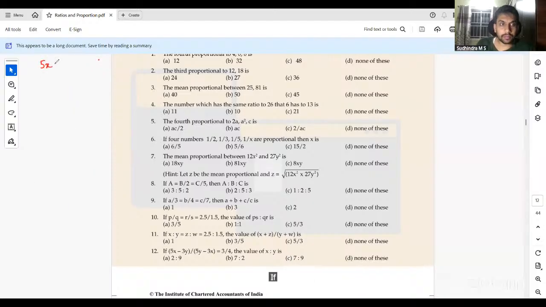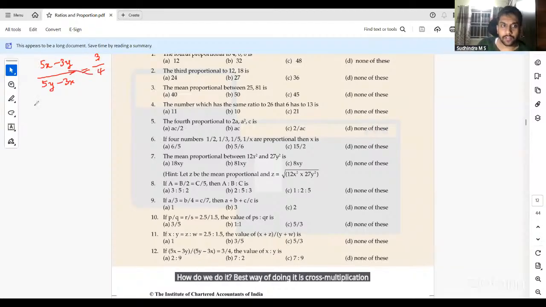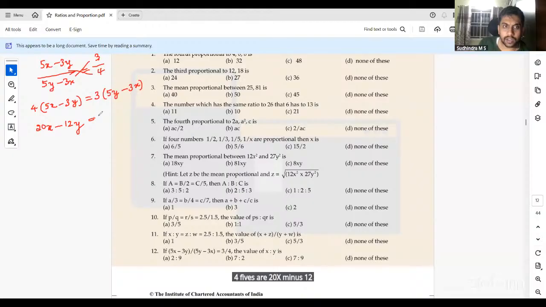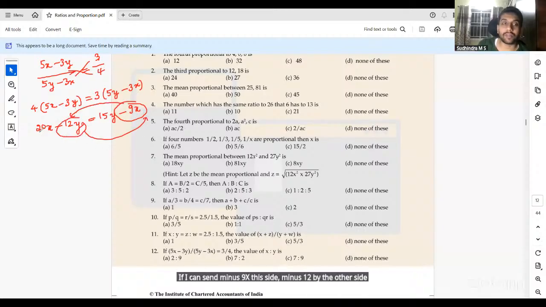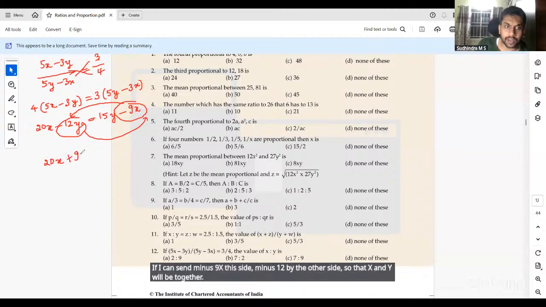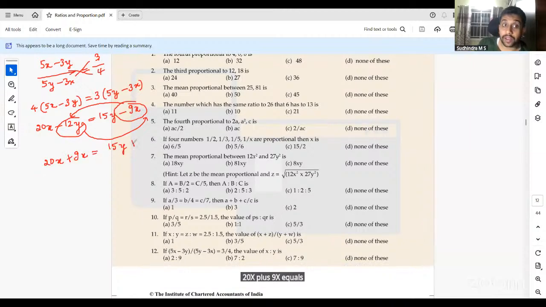If (5x minus 3y) divided by (5y minus 3x) is equal to 3 by 4, find the value of x is to y. How do we do it? Best way of doing it is cross multiplication and simplify. 4 times (5x minus 3y) equals 3 times (5y minus 3x). 4 5s are 20x minus 12y. 3 5s are 15y minus 9x. If I send minus 9x this side, minus 12y the other side, so that x and y will be together, 20x plus 9x equals 15y plus 12y.